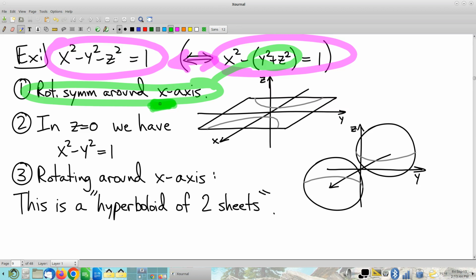Right, okay, so rotationally symmetric around the x-axis. Here's our x-axis. Now again, I get to pick any plane that I want. Oh yeah, question? Why are you saying z equals 0 and in the previous example you said y equals 0? Is it just the components under the square root?